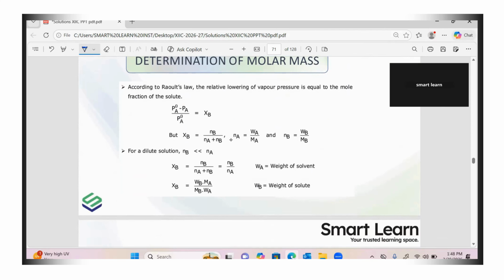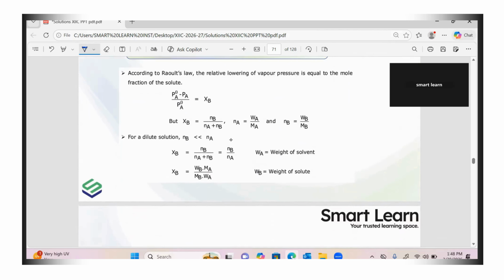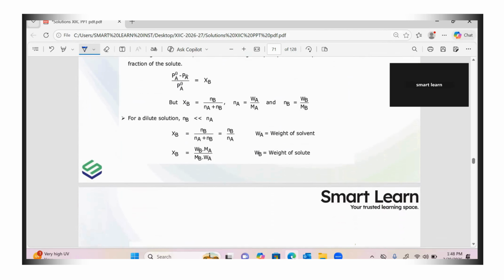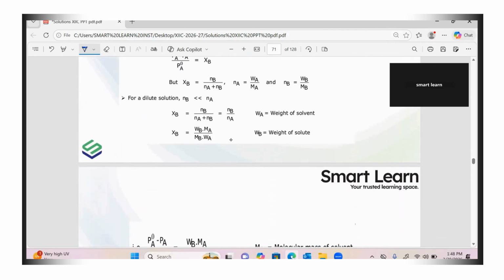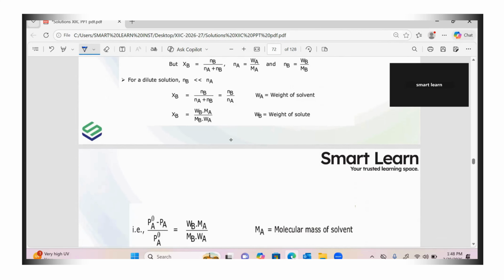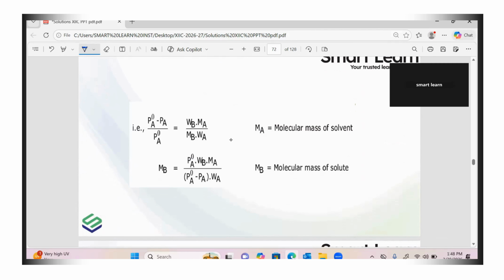We get M2 is equal to W2 into M1 divided by W1 into (P naught minus P) divided by P naught. Actually, you know that by the equation (P naught A minus PA) divided by P naught A is equal to chi B. So chi B we can substitute in terms of number of moles. For the solute, the mole fraction is NB by (Na plus NB). Since NB is much less than Na, the equation tends to NB by Na. So you know what Wa and Wb are. The final equation we get is for finding out Mb.